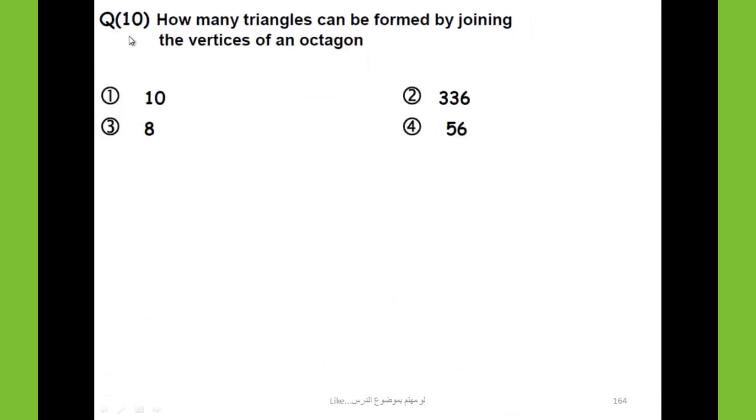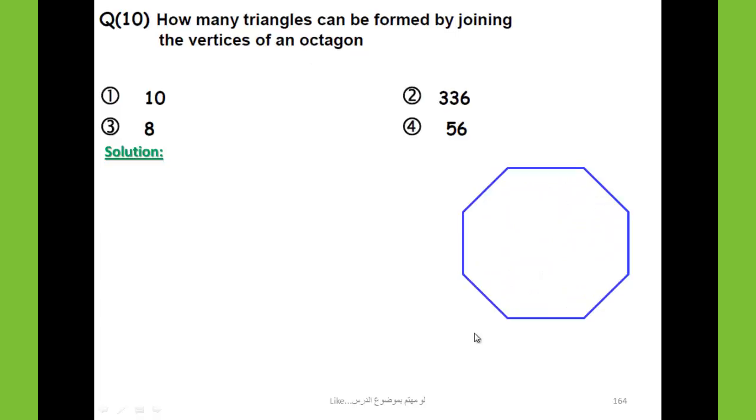Question 10. How many triangles can be formed by joining the vertices of an octagon? First, we draw the octagon, and we have 8 vertices. 1, 2, 3, 4, 5, 6, 7, 8 vertices. The vertices of a triangle are 3. So every 3 points, 1, 2, and 3, for example, can form a triangle.